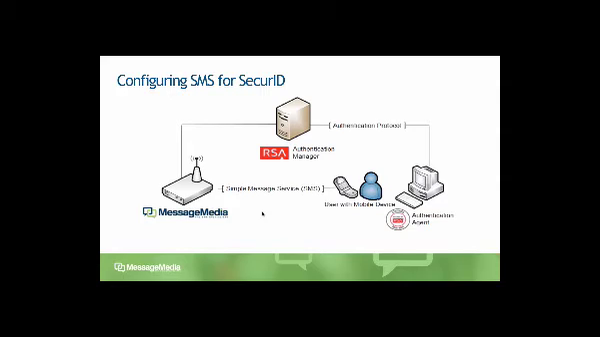But basically, from a high level, how it works, as a user tries to authenticate to the network, they are prompted for a one-time passcode. The Authentication Manager appliance generates that one-time passcode, sends it to the SMS provider along with the mobile phone number the one-time passcode is to be sent to, and then the SMS provider, be it MessageMedia or another SMS provider, delivers that one-time passcode to the user's mobile device. The user uses that one-time passcode to log on and is thereby authenticated. So pretty straightforward at a high level.